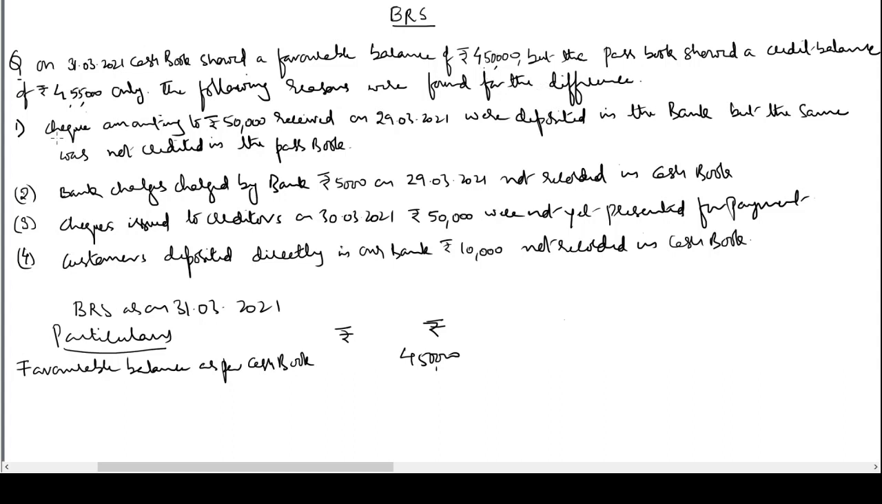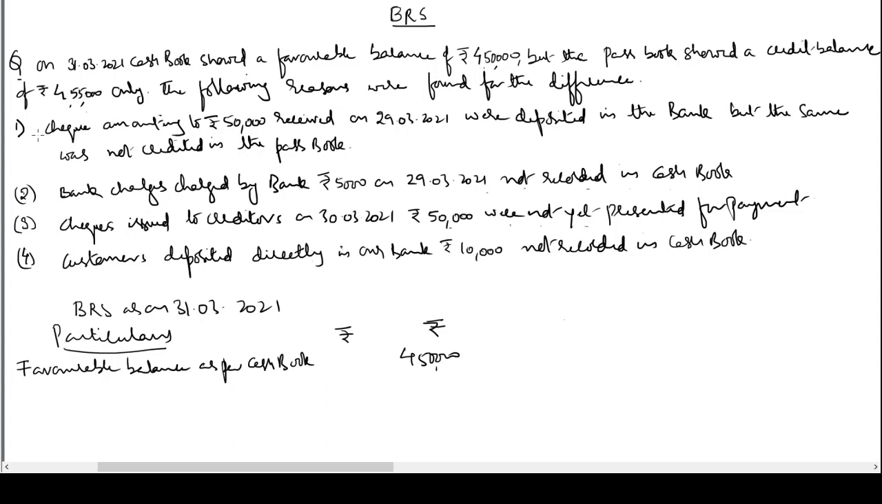First reason, check amounting to rupees 50,000 received on 29th March 21 were deposited in the bank, but the same was not credited in the passbook. Bank charges charged by the bank rupees 5,000 on 29th March 21 not recorded in the cash book. Checks issued to creditors on 30th March 21 rupees 50,000 were not yet presented for payment. Customers deposited directly in our bank rupees 10,000 not recorded in the cash book.